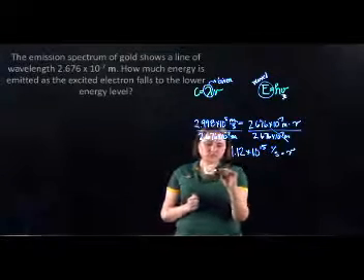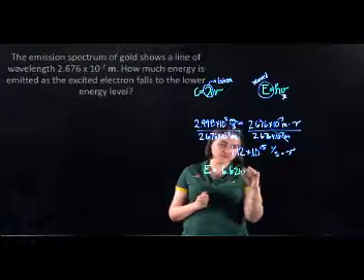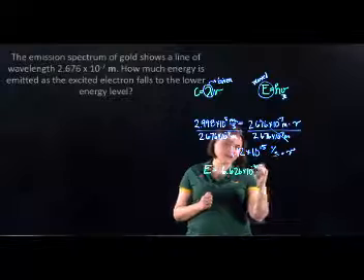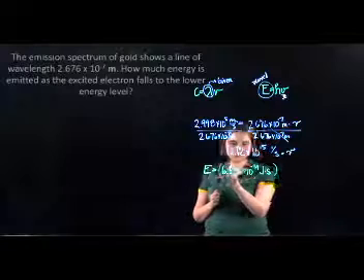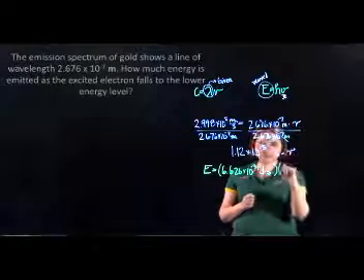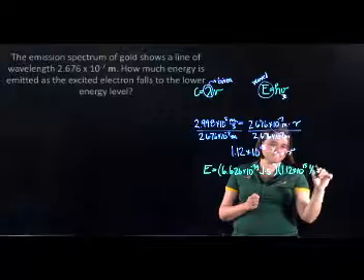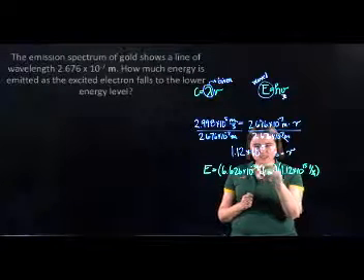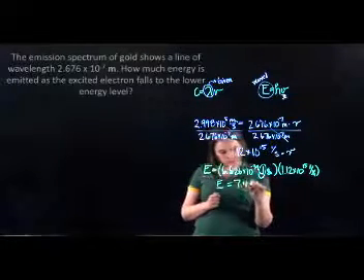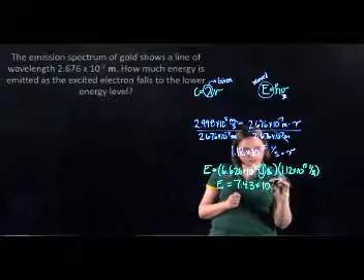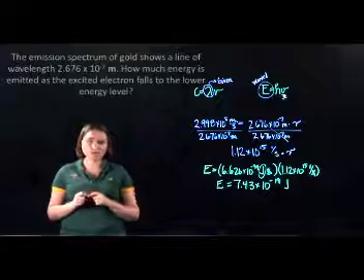So let's do that. E is going to be equal to Planck's constant, which is 6.626 times 10 to the minus 34th joules times seconds. We're going to multiply that by nu, or the frequency. When I do that, my seconds should cancel and I should be left with a value in joules. And that value is 7.43 times 10 to the minus 19th joules.